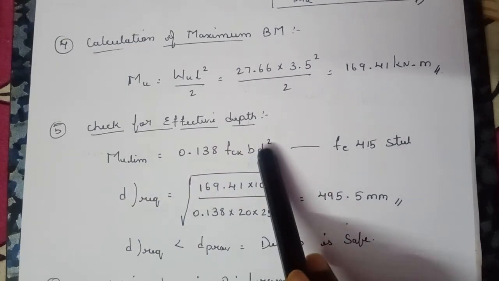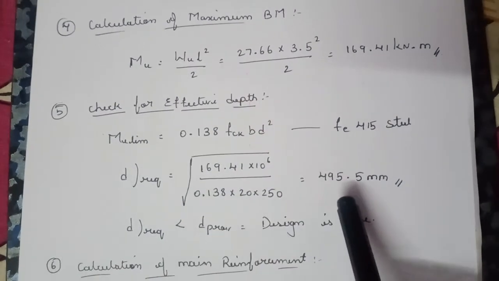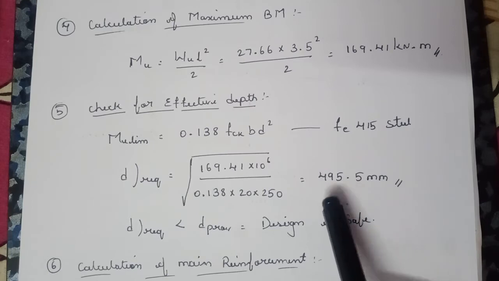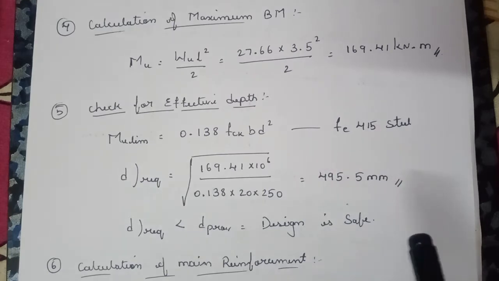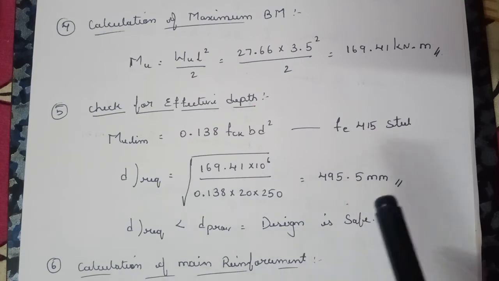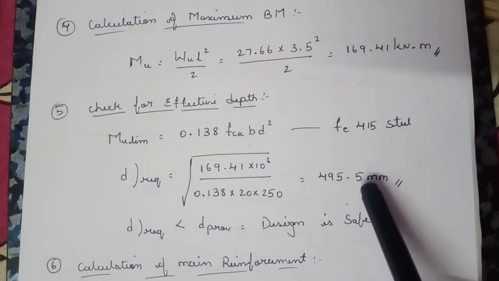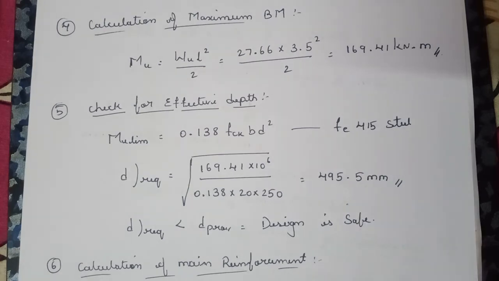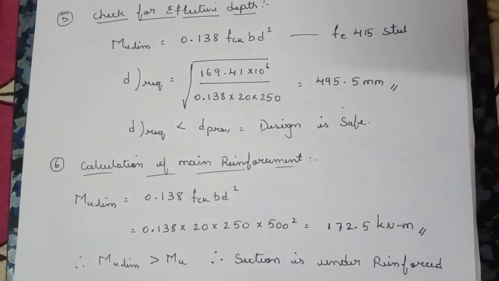You need to make D as unknown, so that we are finding out the check for the depth. That is why, whatever we have taken, for the moment we require 495.5 mm, but we have given 500, so it is safe. If it is not safe here, you need to go back to the very first step where we have calculated the depth, small d. There you need to take more depth and recalculate it again. You need to recalculate it from the depth. Again, you need to calculate the loading, moment, everything.